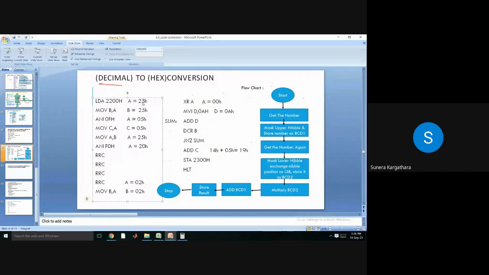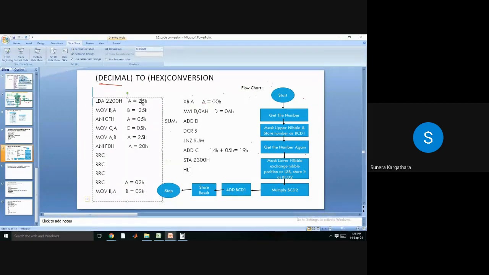Suppose I am separating two nibbles, 2 and 5 from 25. Directly you cannot do this. So what do you do first? Separate 20, separate 05. Rotate 20 four times so that it can be considered as 02. A nibble can be exchanged by rotating it 4 times. Yes or no?